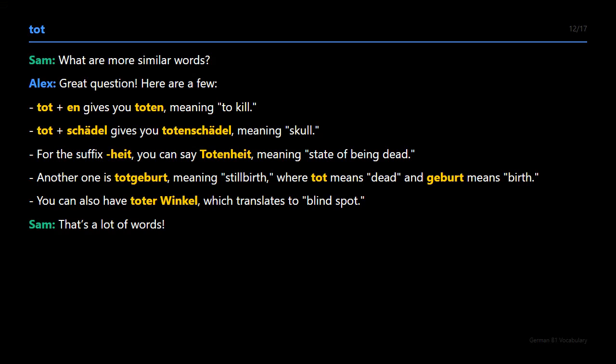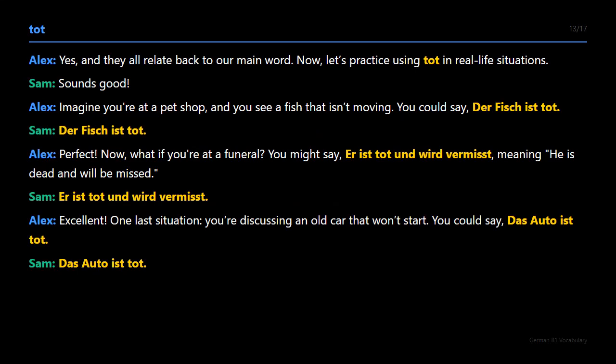Another one is Totgeburt, meaning stillbirth, where tot means dead, and Geburt means birth. You can also have toter Winkel, which translates to blind spot. That's a lot of words. Yes, and they all relate back to our main word.